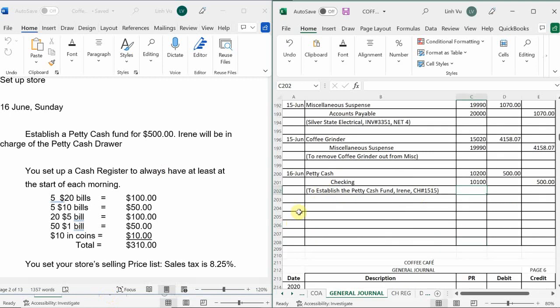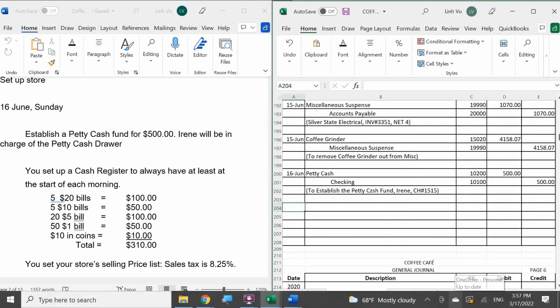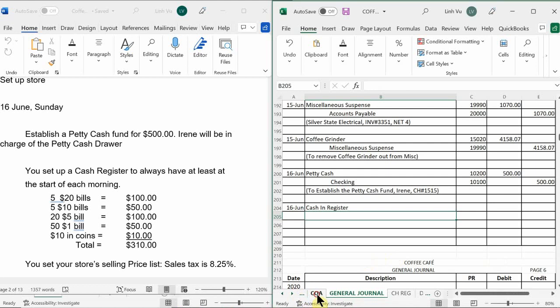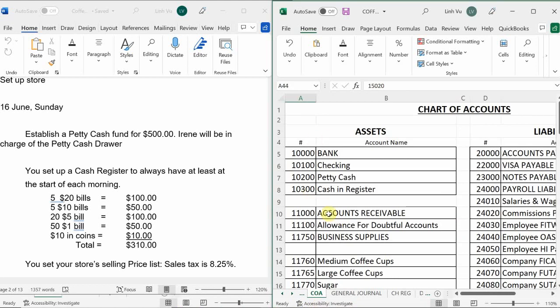How do you record that we're going to set up my cash register? You do have a cash in register account? Yes, we do. Another form you would normally see this would be cash on hand, another popular account that other businesses use. But in this case, I have a specific one to make sure that this cash is going to be in the register.